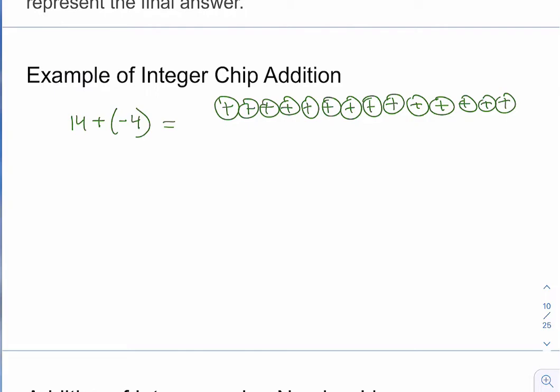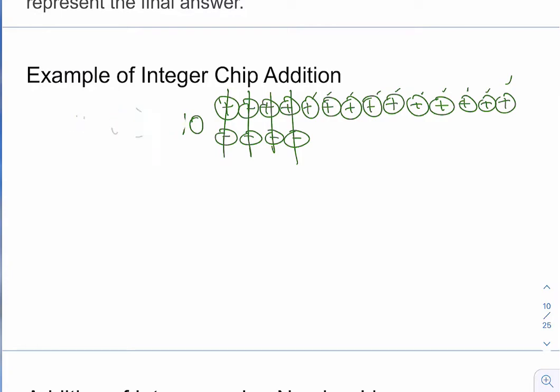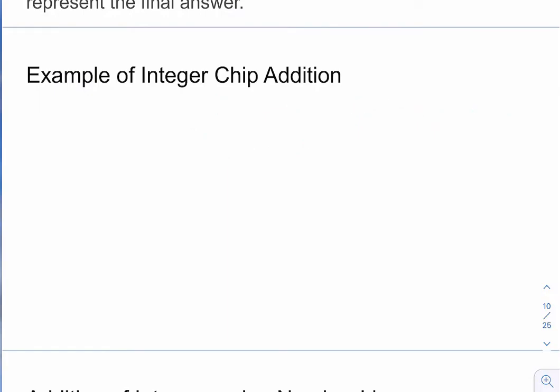So there's my 14. Now I'm going to add my negative 4. Negative 4 chips on the bottom. Next step again, cross off the 0 pairs. All the 0 pairs have been made. And now I'm going to count up the rest. 1, 2, 3, 4, 5, 6, 7, 8, 9, 10. So it equals 10. And these chips are all positive, so it's 10 positive. Okay, if you still don't understand those, back the video up and watch it through again.